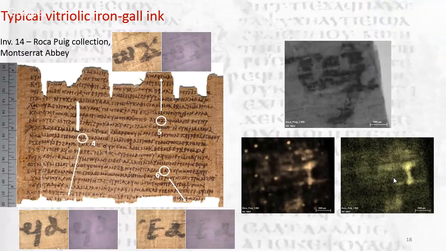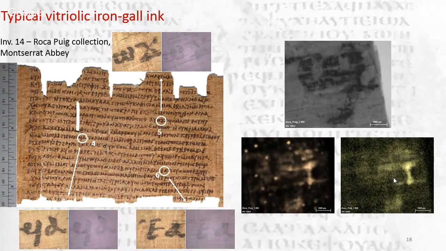The second case study is about a very nice papyrus roll, one of the last papyrus rolls that we actually have, because it's coming from the 4th century, the end of the 4th century, so it's already a very late period to find some rolls. And it's preserved at the Montserrat Abbey, the Rocapuche collection, coming from the area of Panopolis. It's known as the Athanasius roll.